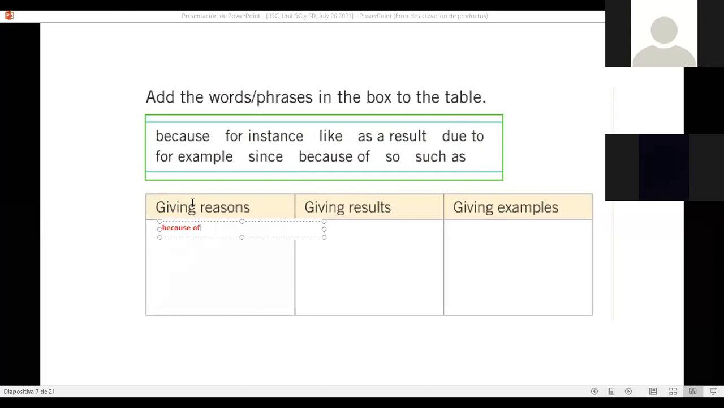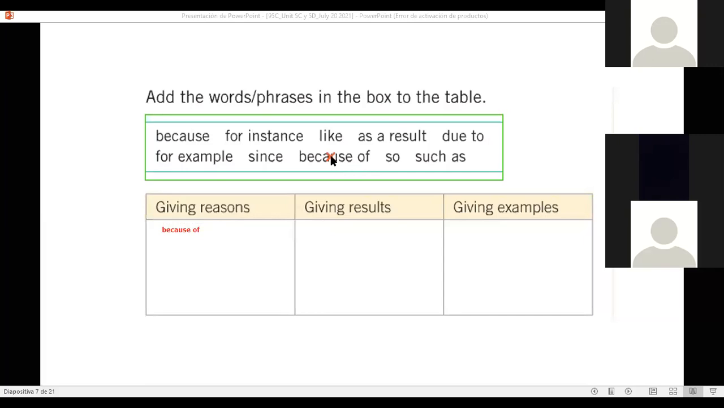For example. Reasons, not examples. I know. For instance. Because. Just because, okay. Because, ¿qué más? Due to. Due to, exactly, that's a good one. Debido a, ese es el significado de esta palabra, due to. Debido a, perfect.